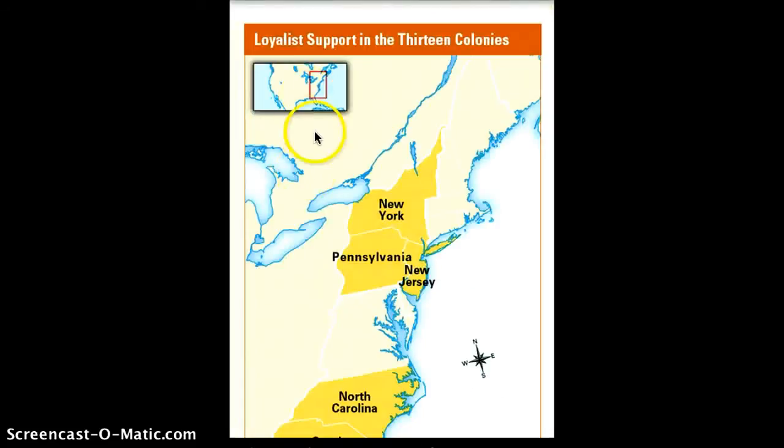Here's our second map. What we have is the same area when we look up here, but we have some different information. What this says is loyalist support in the 13 colonies. Now we need to determine, well, what exactly is a loyalist? Well, we can always find out by going back to our glossary or looking it up online. We see a word in here, loyal. What does it mean to be loyal, and who are they being loyal to?